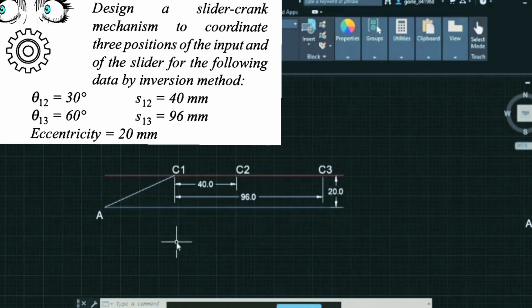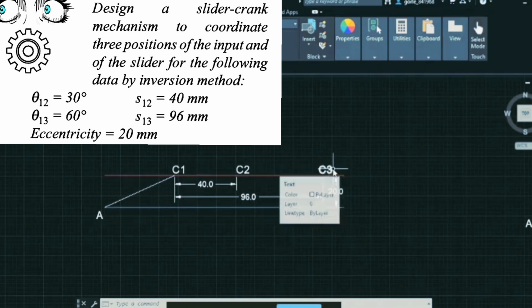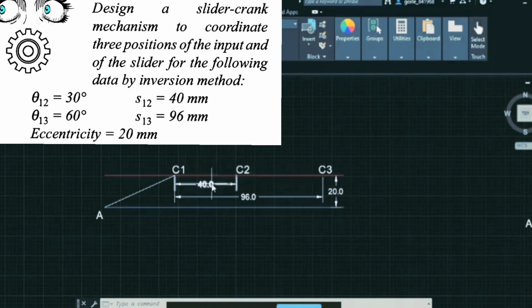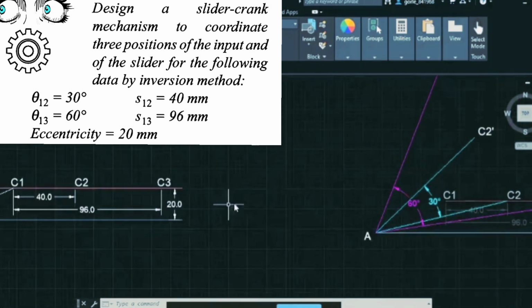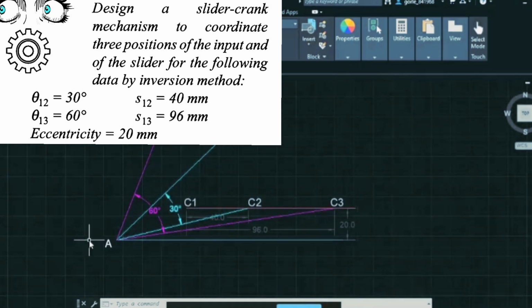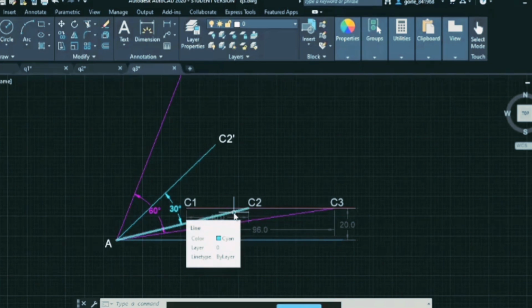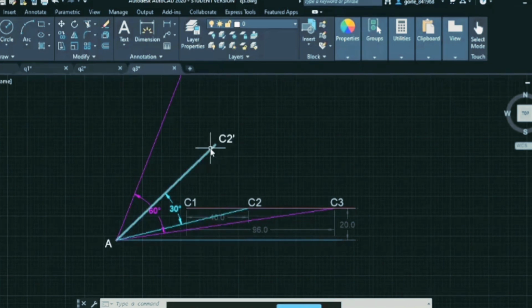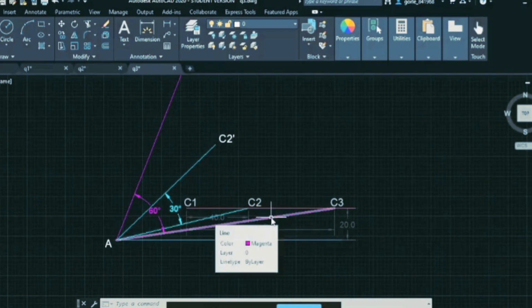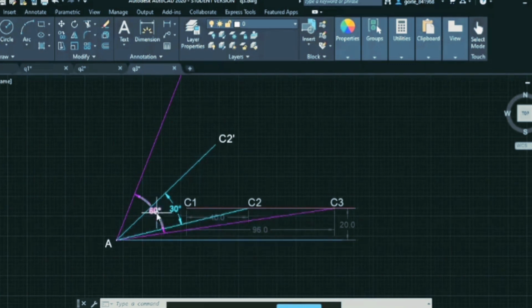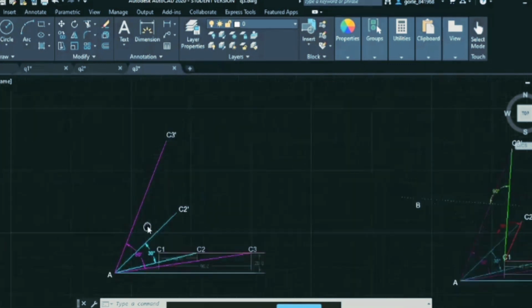Then take an arbitrary point A for the fixed pivot, and then mark 3 points C1, C2, C3 on the line L2 such that C1 and C2 are separated by 40 mm, and C1 and C3 are separated by 96 mm. This distance is arbitrary. Then join A and C2, A and C3. Now rotate AC2 in counterclockwise direction to obtain the point C2 dash. Similarly, take the line AC3 and rotate it in counterclockwise direction by 60 degrees to obtain AC3 dash.